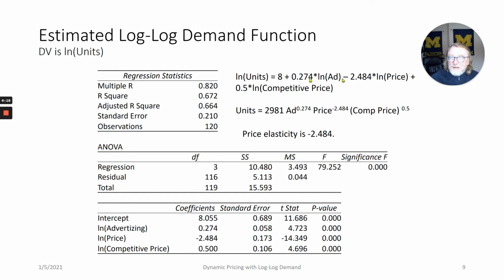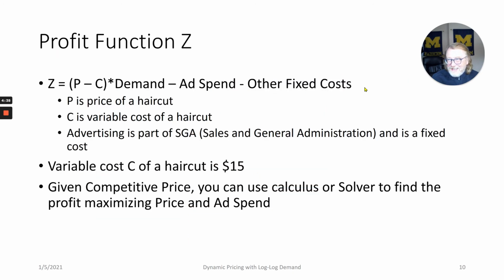Okay, so we can just put it into any kind of software and get an estimated model out. And there's the estimated model. If you want to take it back to units, you take the anti-logs, and when you do that you get these exponents up here. The coefficient for price in the log-log model is actually the price elasticity, and that's minus 2.484.